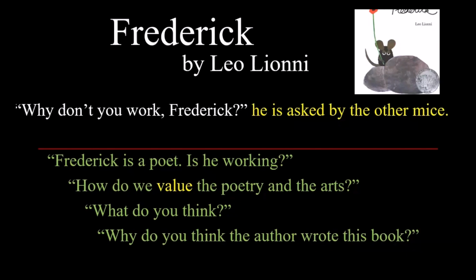Frederick's this little poet. In the beginning, all the mice are gathering corn and grain. They ask, why aren't you working, Frederick? And he says, I'm gathering words. Another time, he's gathering colors. So the kids stop and say, why isn't he working? Why isn't he helping? At the end of the story, all the corn's gone, and there's nothing but Frederick. They say, Frederick, where are your supplies? And of course, Frederick recites poetry and helps them to imagine the colors.